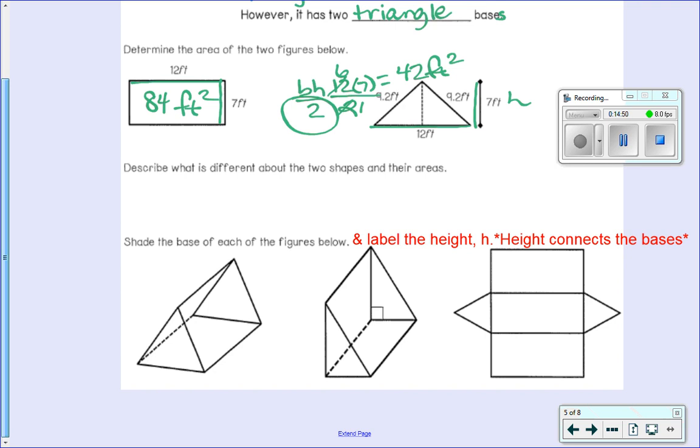They're all triangular prisms. So when we shade the base, you can either shade in the base or you can write the letter, a capital B for base. Okay? So, I see a triangle, so this is our base. And opposite is also the base. Very good. So where's the height? Yeah, it connects right here, right? That's your height. Notice your height. That's the height of your entire prism. Okay? Okay, let's look at the next one.